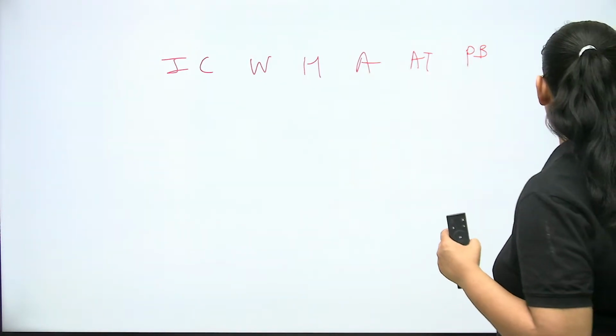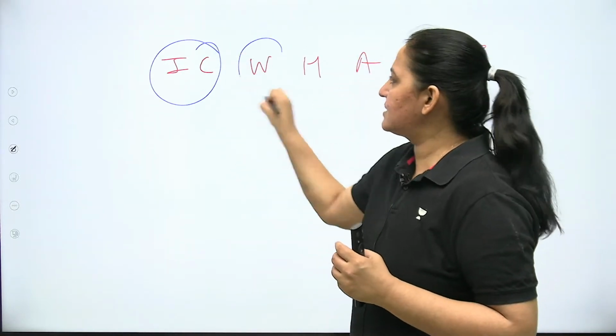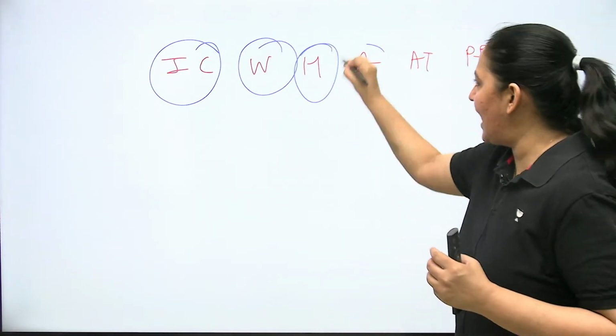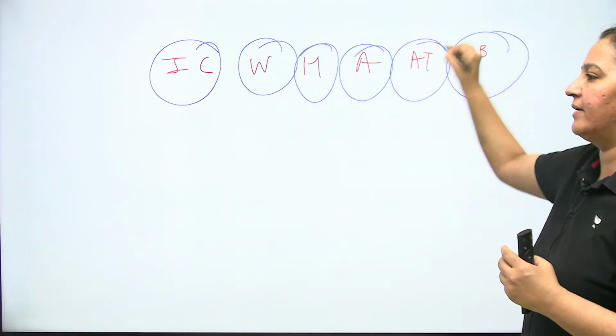Now tell me the full form. It's very easy, I guess. Everyone can tell. Indian childhood cirrhosis, Wilson's disease, hepatocellular carcinoma, alcoholic cirrhosis, alpha-1 antitrypsin deficiency cirrhosis, and primary biliary cirrhosis.